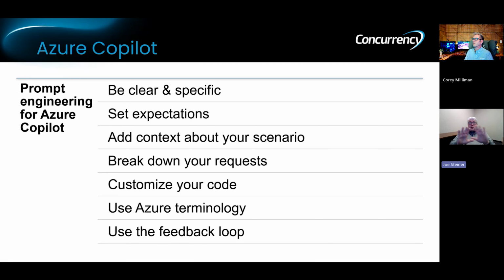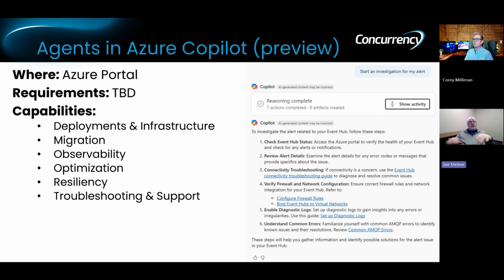So yeah, Azure Copilot alone has a lot of power. They're extending that further. And this is in preview right now with the agents in Azure Copilot. Here it gives you agents currently for deployments and infrastructure, for migration, for observability, for optimization, for resiliency, and then troubleshooting and support. What you can do with these is call that specific agent, which you can do from the bottom of the prompt. You'll see there's a little icon on the bottom of that initial prompt where you can say, I want to call this agent, and then have it do very specific things.